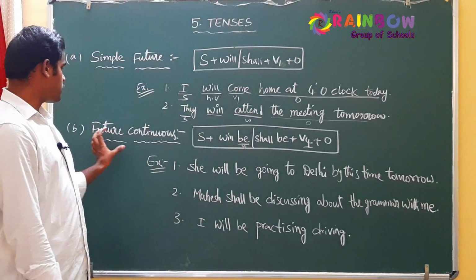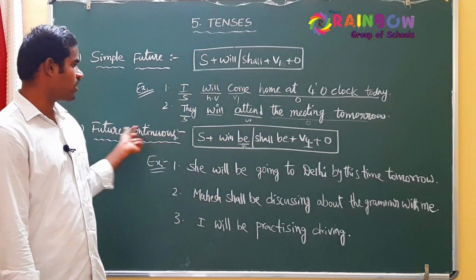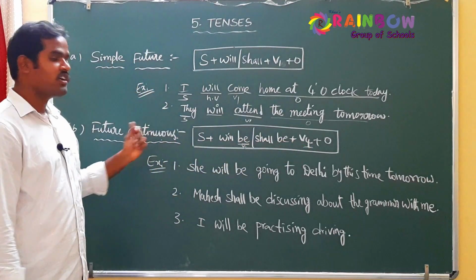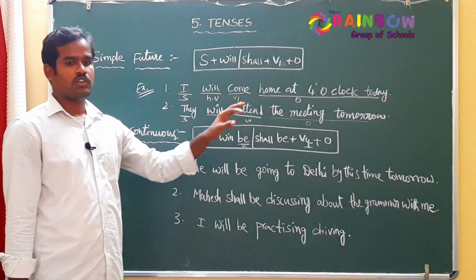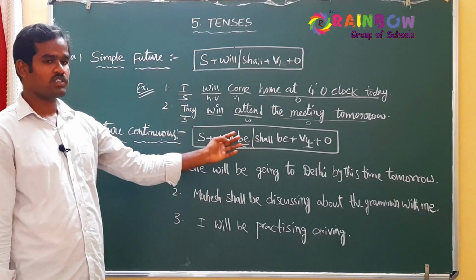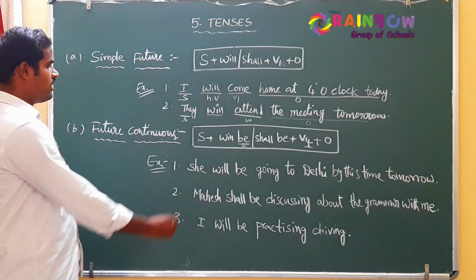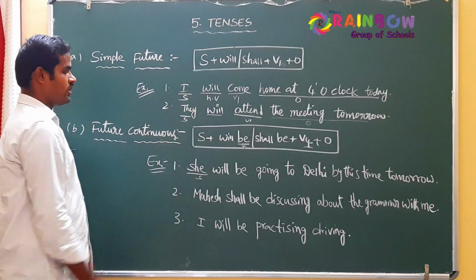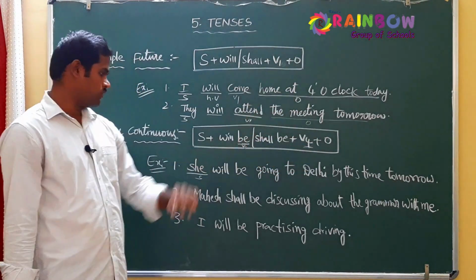So now, as per the name, we have written the structure also. Will indicates future and V4 indicates continuous. Thus the name is successfully transformed into the structure. In this way we have framed the structure, and based on this structure I have given some examples. She is the subject here. She will be going to Delhi by this time tomorrow.